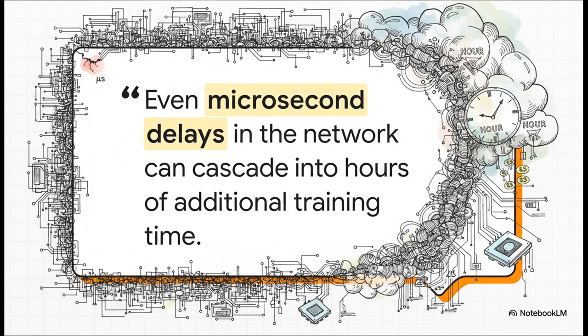And this really gets to the heart of why that high-speed communication is so important. The source material puts it perfectly. Even tiny, microsecond delays in the network can cascade, turning into hours of extra training time for large models. And when you think about how much a single GPU hour can cost, well, those delays get very expensive, very fast.